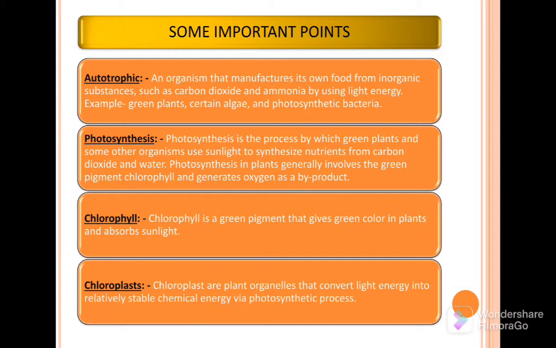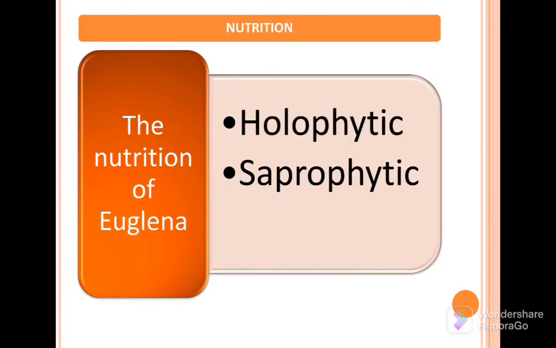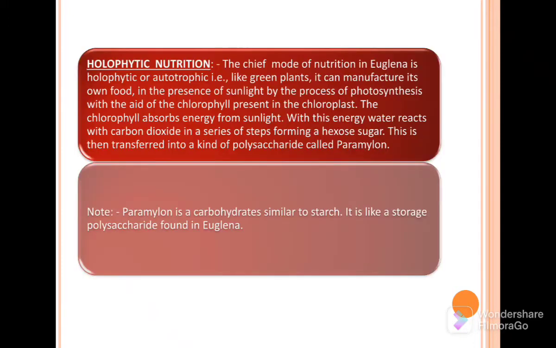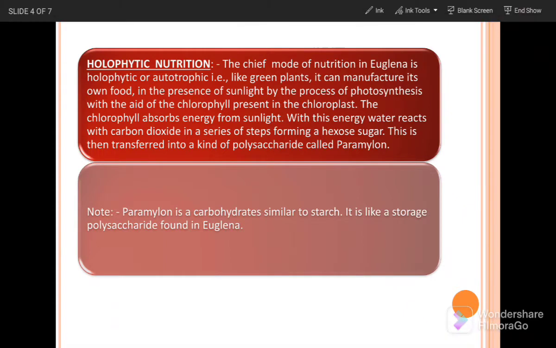Now these are some important points. Now let's start our main topic, the nutrition of Euglena. The nutrition of Euglena is holophytic and saprophytic. In two ways they take food, holophytic and saprophytic. First we should know what is holophytic.